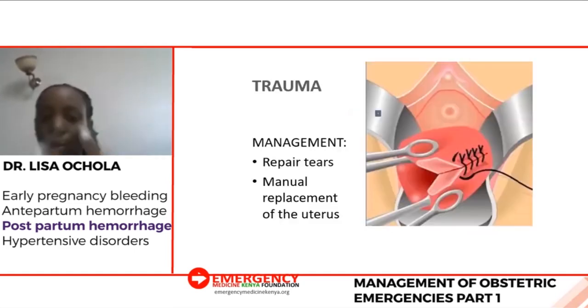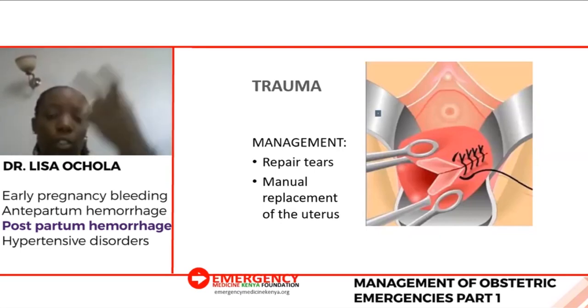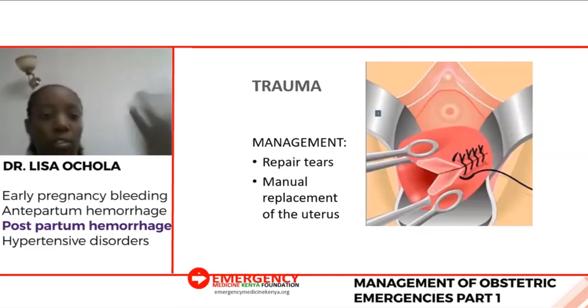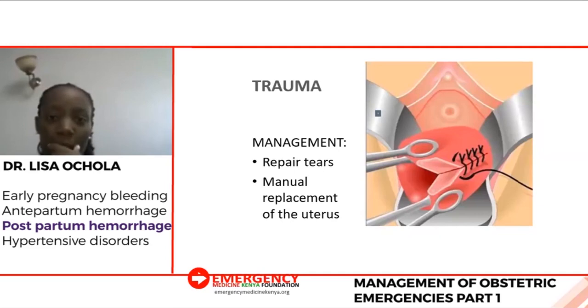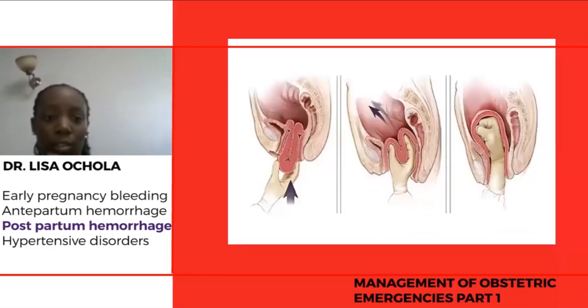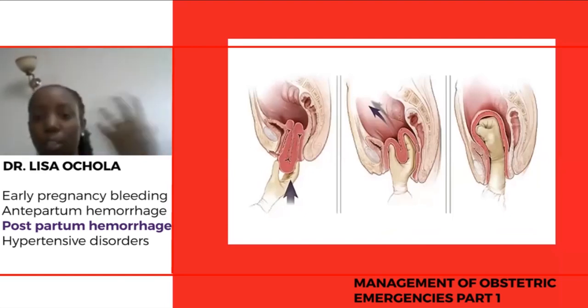Then you do trauma. So like we said, yes, there's atony, but at the same time, all of these things are happening simultaneously. If there's any perineal tear or any cervical tear that needs to be repaired, it is repaired at that time. If there's uterine inversion, in which the uterus has prolapsed from where it's supposed to be, then you do manual reduction of the uterus, which we'll show you in the next illustration, where you gently grasp the fundus and return it back in very gently.